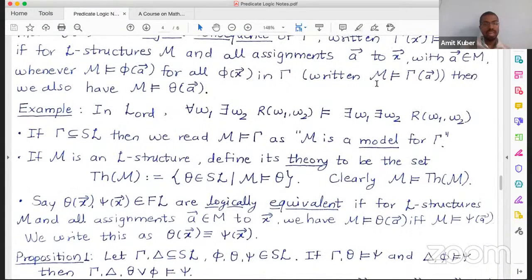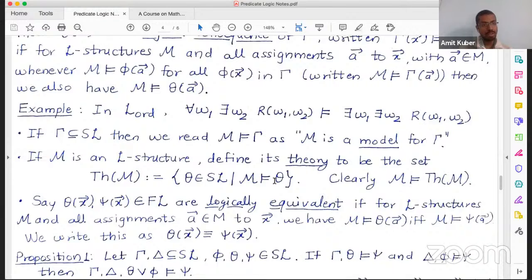To each theory, we can ask for the collection of its models. There may or may not exist any model. If there is no model for that theory, then you say it is an unsatisfiable theory. But if there is a model, then you say it is a satisfiable theory. Moreover, in the converse direction, if you are given an L structure M, then you can define its theory to be the collection of all those sentences which are true in M.